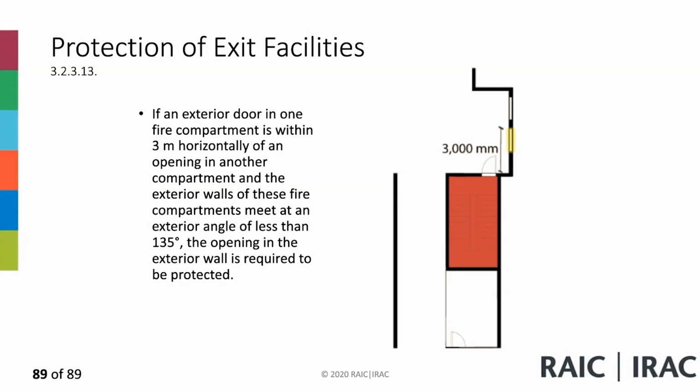For example, we have the protection of exterior exit facilities. If an exterior door within one fire compartment is within 3 meters horizontally of an opening in another fire compartment, and these walls meet at an angle of 135 degrees or less, the opening in the exterior wall is required to be protected. We don't want to expose the people coming out from an exit to a fire from a different compartment, especially if they are within 3 meters horizontally from the exit discharge. So that's one of the requirements. Any questions on this one?